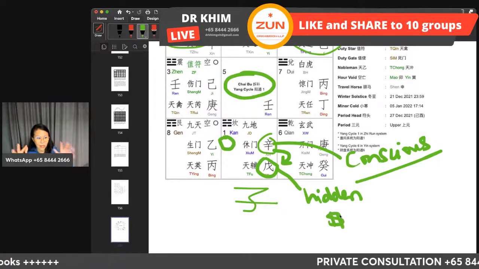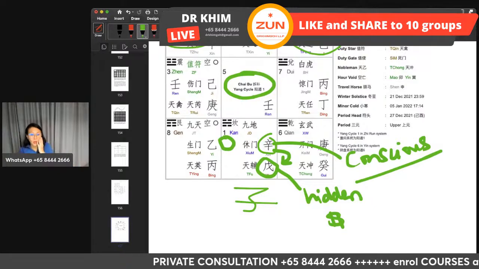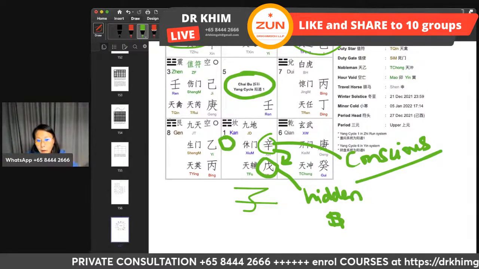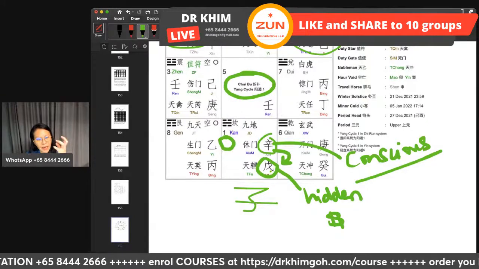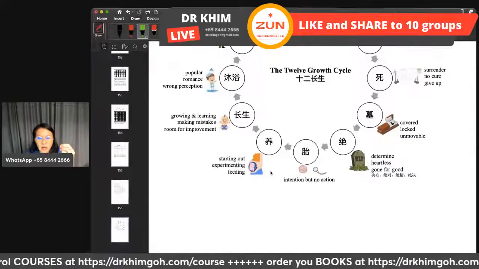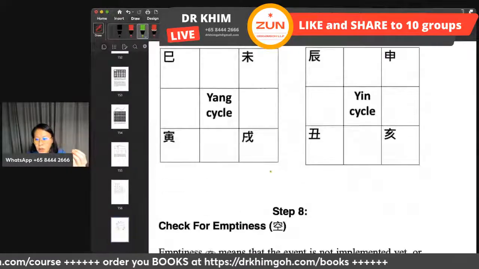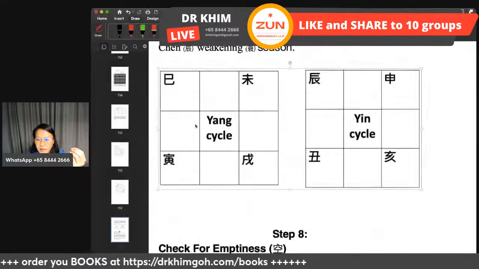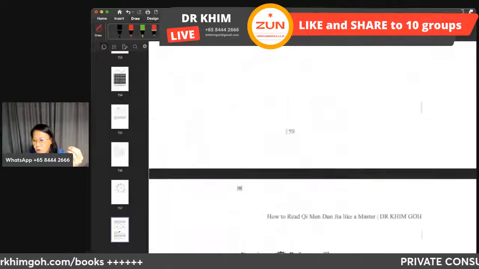Could be the land money. Could be her savings. We don't know. So let's explore. We will go and see the condition of the money. Now, this money is the hidden one. So, how to see the condition of money? First thing first, you go to the yang cycle and see the condition.